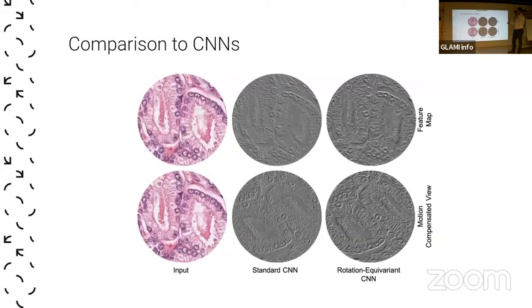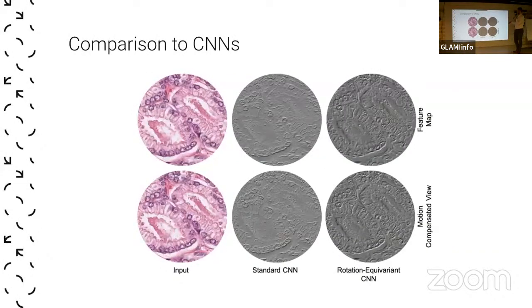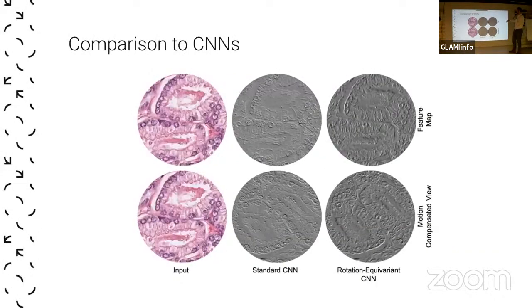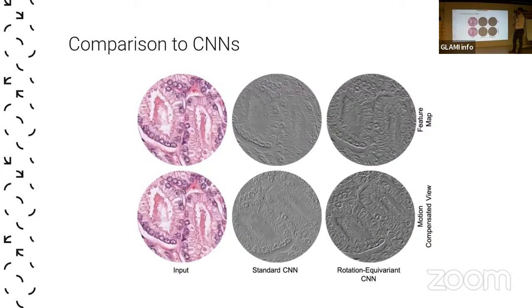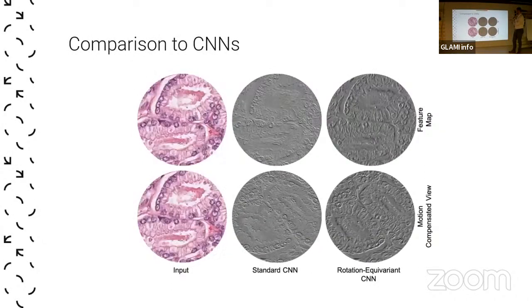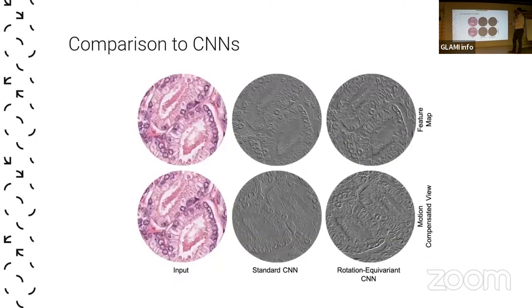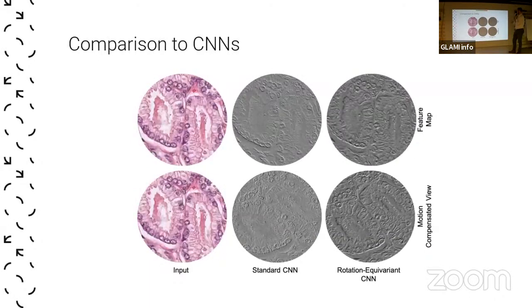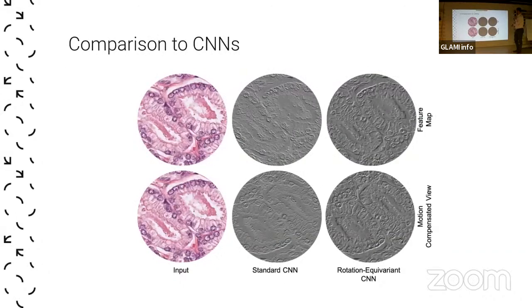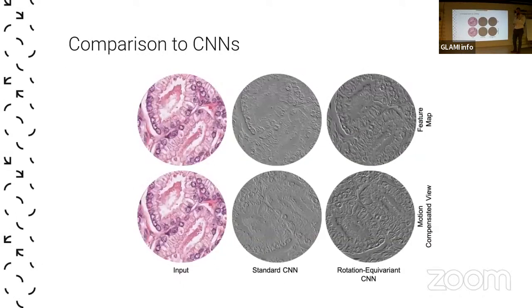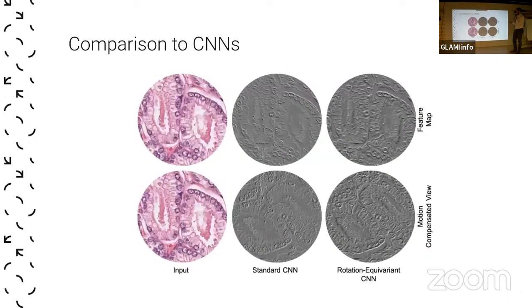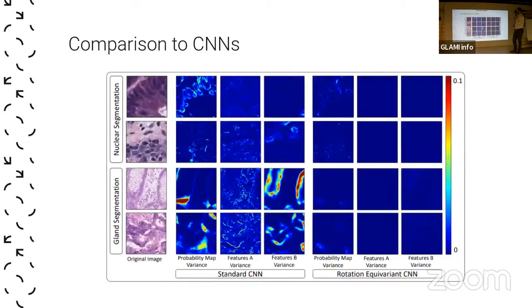And you can see that the standard convolutional neural network changes quite a bit as the input rotates. And then the last column is the model that I've been talking about, where you can see, especially in the stabilized view or the motion compensated view, that the features almost do not change at all. So to a much higher degree, we get something that's equivariant with respect to rotations.